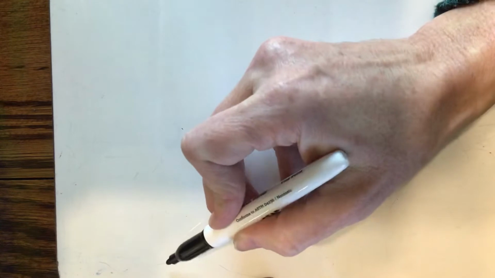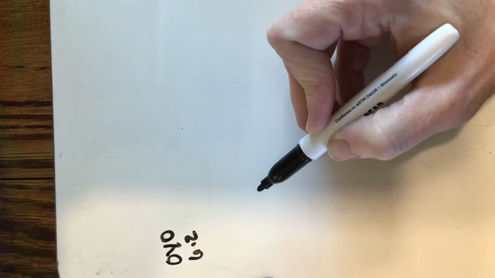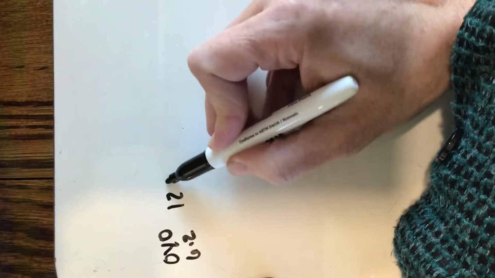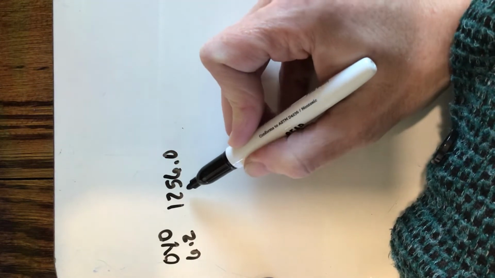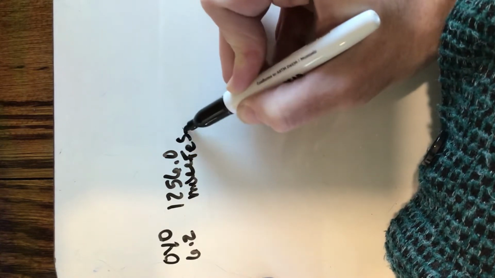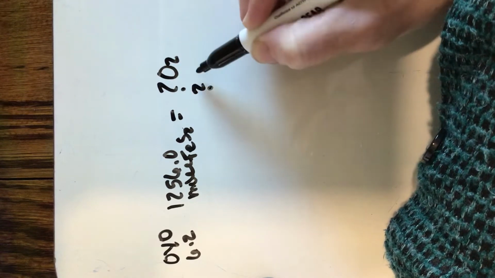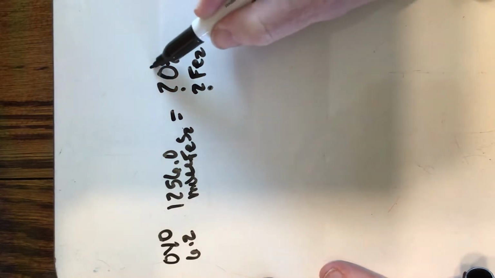Okay, so we are going to start on the "on your own" that you guys did at home after class Tuesday. On 6-2, the question was asking us basically if you started with 1256.0 moles of the iron ore, how much oxygen would you need and how much Fe2O3 would you make? So that's the question in moles, okay?